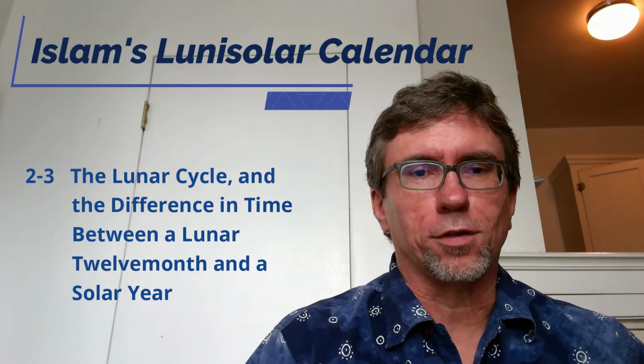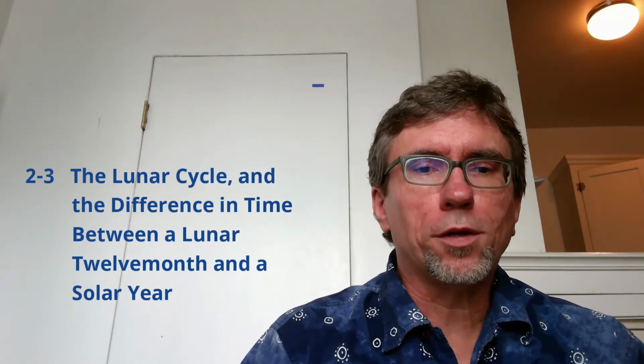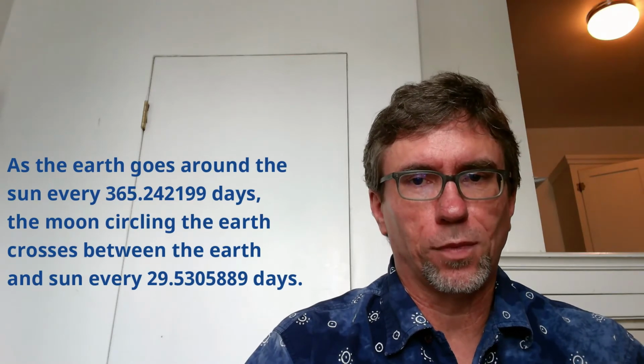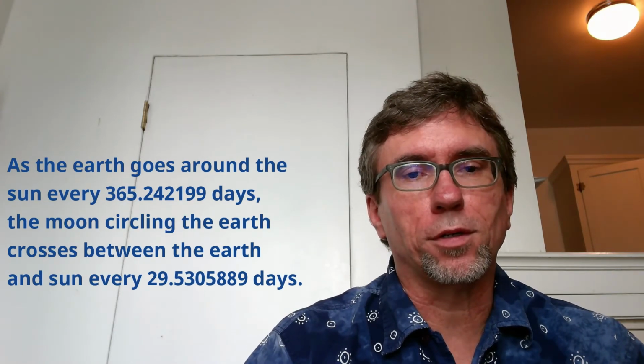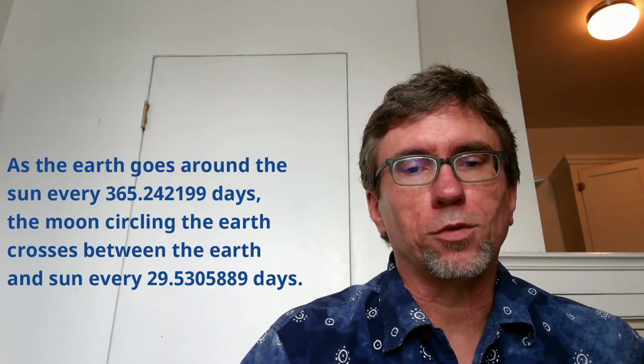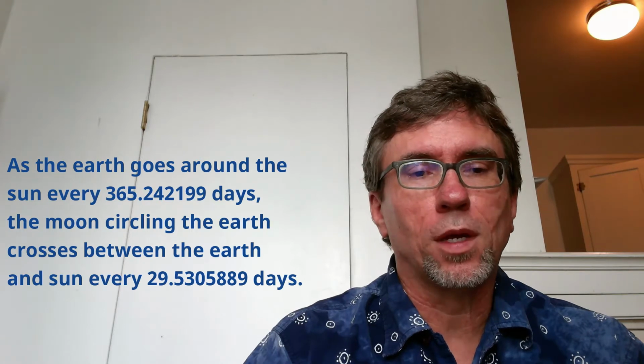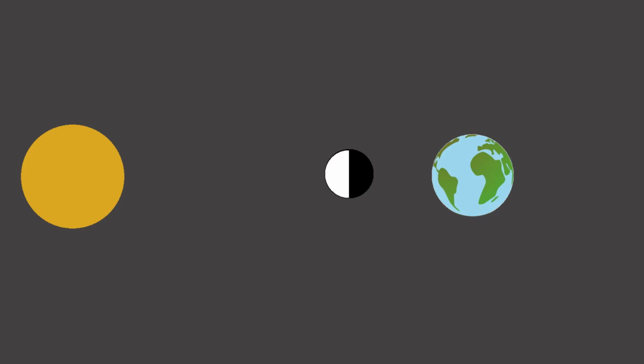Let me move on now to the lunar month. While the Earth is going around the Sun, one time every 365.242199 days, the Moon is also going around the Earth in a regular cycle every 29.5305889 days. And as the Moon goes around the Earth, it shows a different face to people on the Earth. When the Moon is between the Earth and Sun, we don't see the Moon because of the Sun's brilliance, but we couldn't have seen it anyway because the face of the Moon is entirely in shadow.